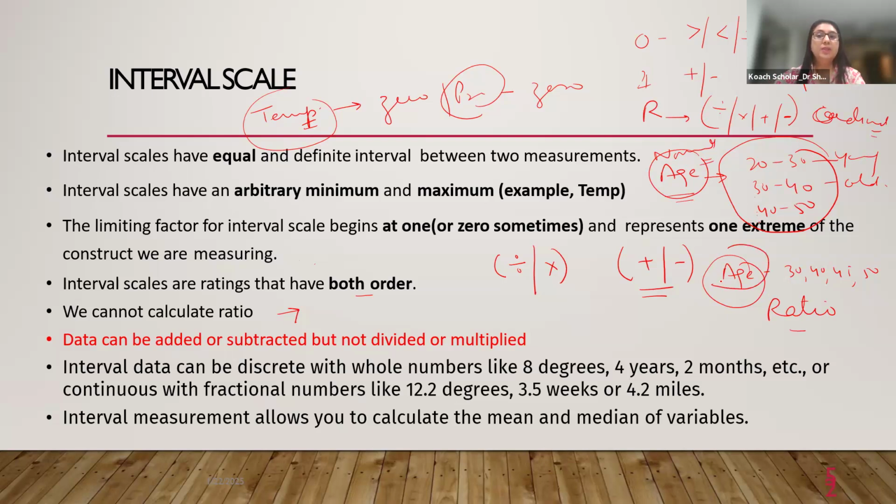But it is always good to measure age as a ratio scale, directly, discrete or continuous. Somebody will say 40.2, 35, 40. So age should always be measured as a ratio scale. Okay. Interval measurement allows you to calculate both the mean and the median of variables.